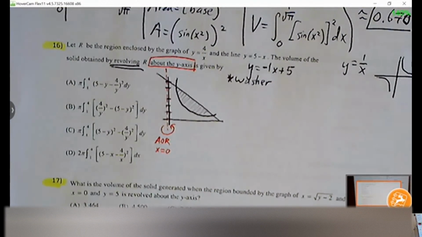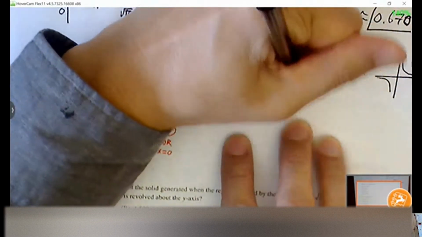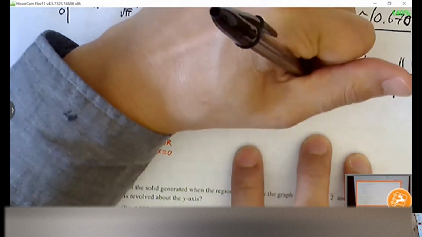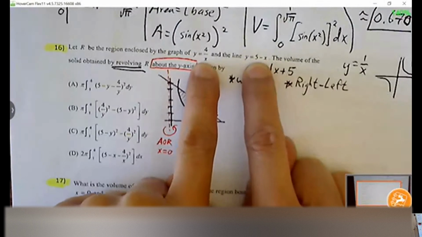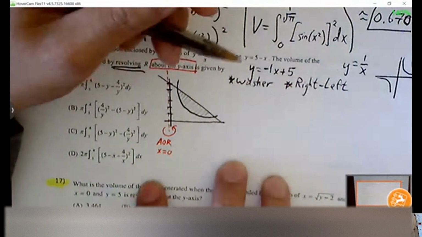Okay, which means we've got to draw two radii extending from the axis to the boundaries of our shaded region. Top minus bottom or right minus left? Right minus left. And that should be a red flag, because if it's right minus left, I know there's some additional effort required. The equations I'm working with most likely are not in the correct form. So y equals 4 over x and y equals 5 minus x are not in the proper form, and I'm going to spend time to rewrite them.